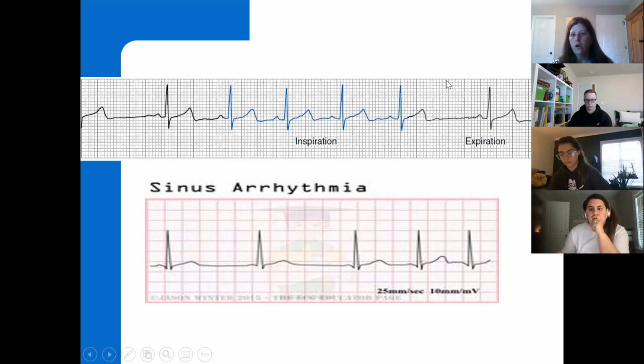Well, there's no R here because there's that pause. So you've got to say that your P to P and your R to R are irregular, but you do have those nice round upright QRSs that measure normally.